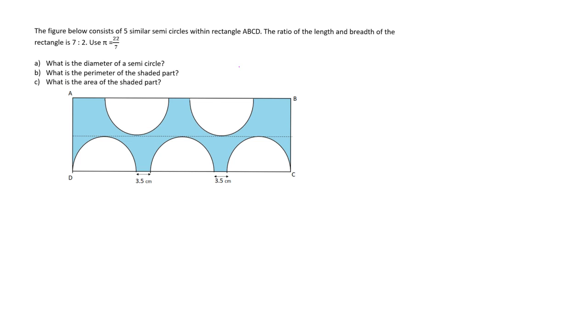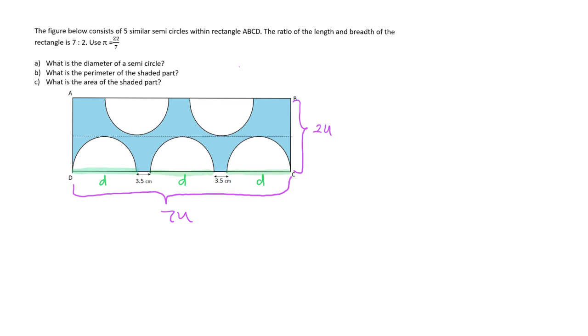So question A is, what is the diameter of a semicircle? Okay, so we need to find the diameter of one semicircle, which I have highlighted here in green. In the question, we are told that the ratio of the length and breadth of the rectangle is 7:2. So I'm just going to write here that the length of this rectangle is 7 units and the breadth is 2 units.